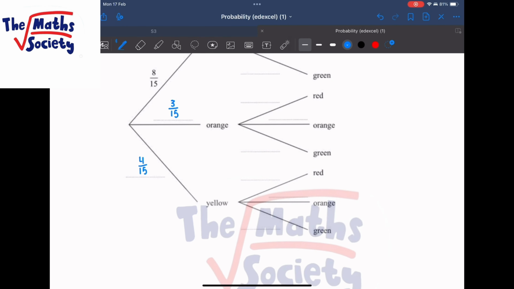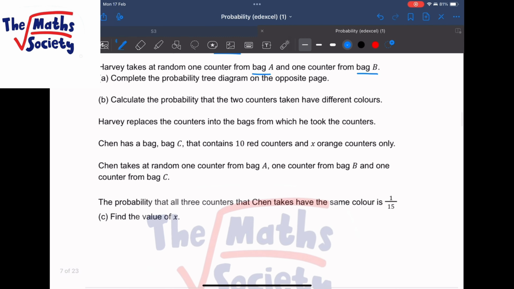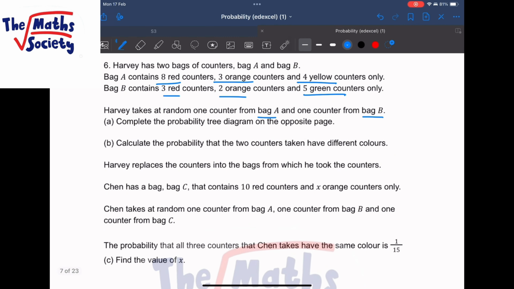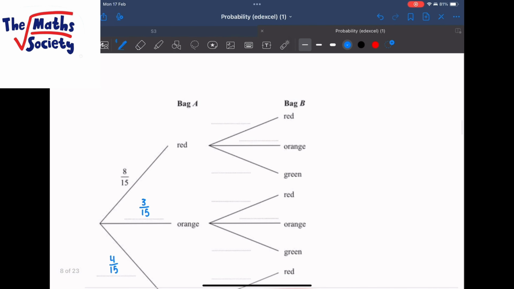And then it says that bag B contains 3 red counters, 2 orange, 5 green, so that's 10. 3 red, 2 orange, 5 green. Yep, and it should be the same.